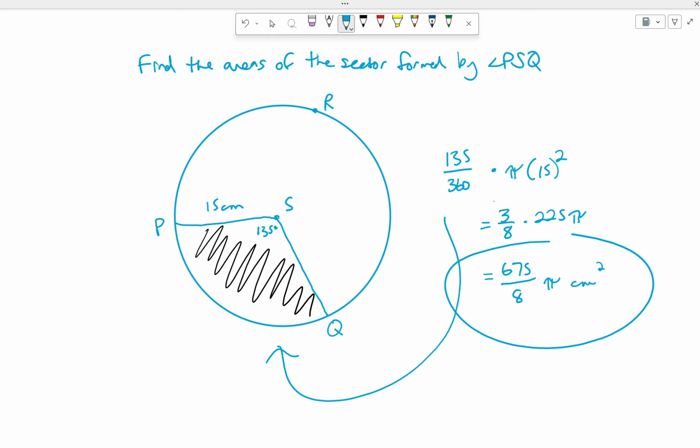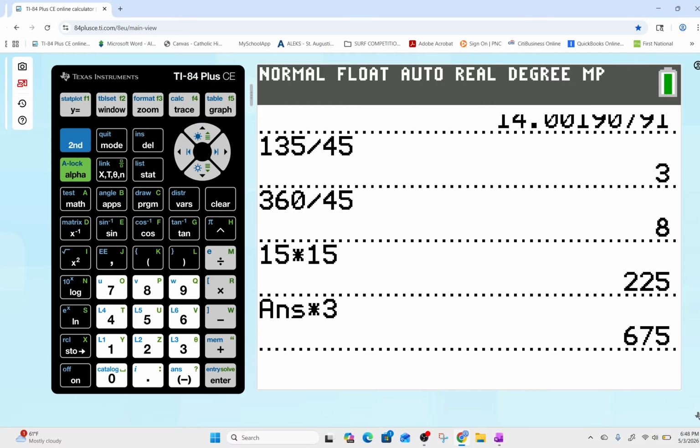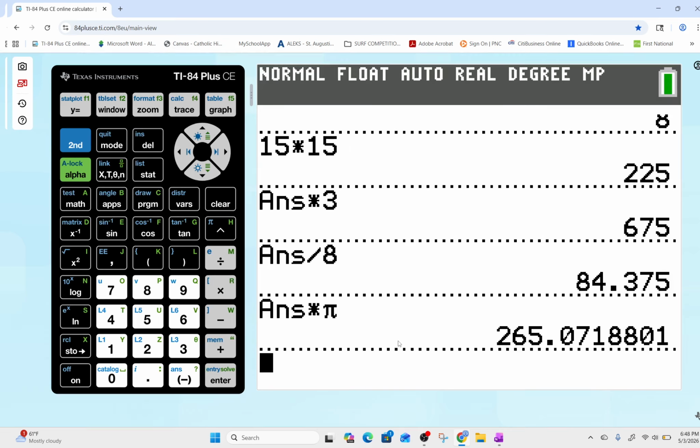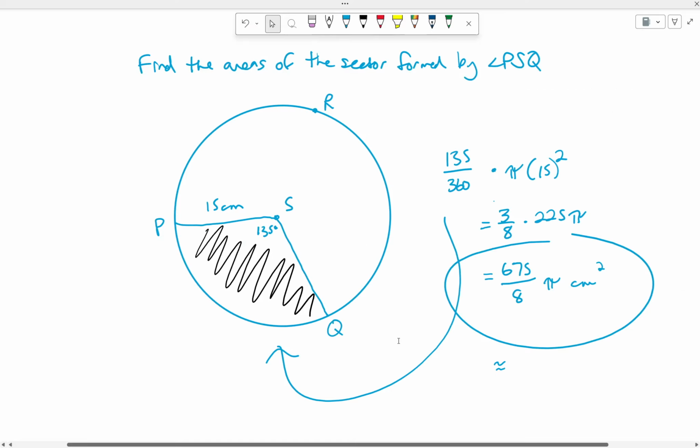Which, by the way, we can also approximate. You'll be asked to do that in your assignments. So 675 divided by 8 times the second pi button. This is 265.07, right?